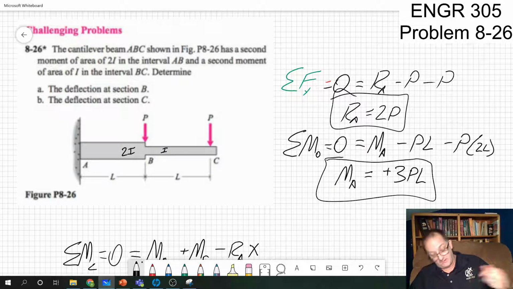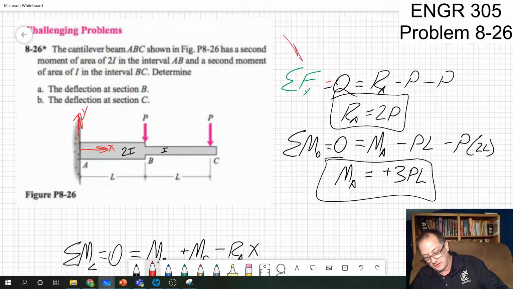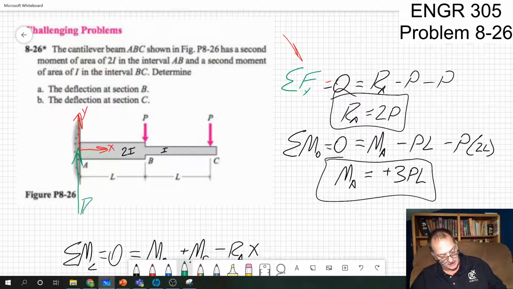The first thing I'm going to do is put a coordinate system on here. This is my y direction, there's my x direction. And I'm going to go through and find my reaction forces. There is, of course, going to be a reaction force here, that's the reaction at A, and there's going to be a reaction moment at A as well. Sorry, that was really sloppy. Moment at A. Okay?